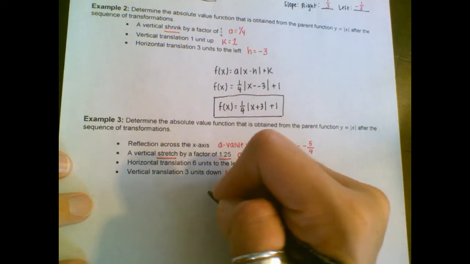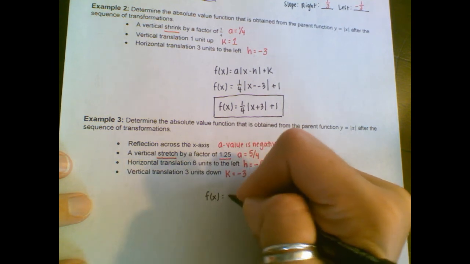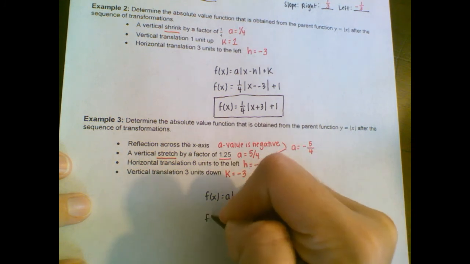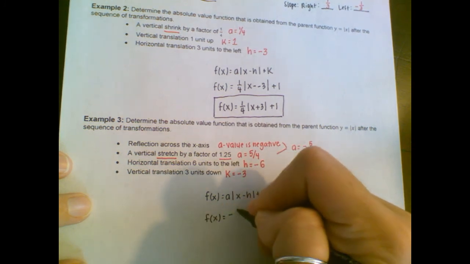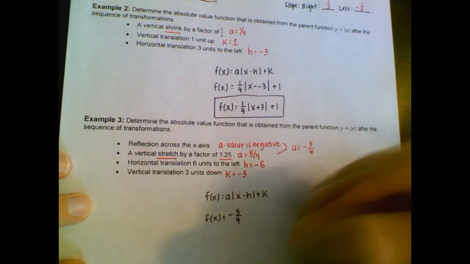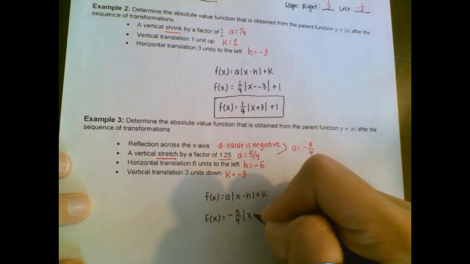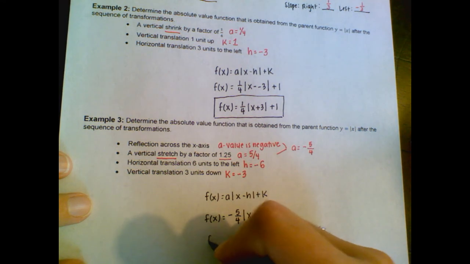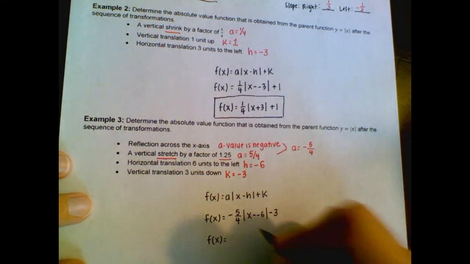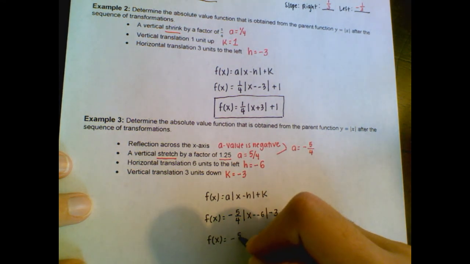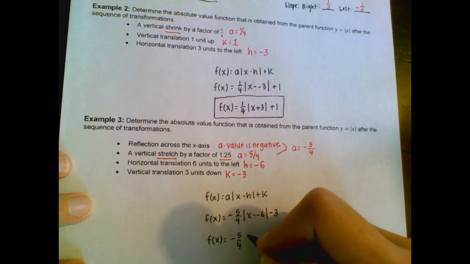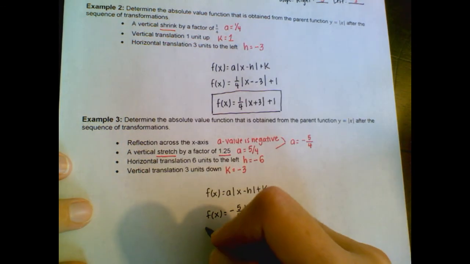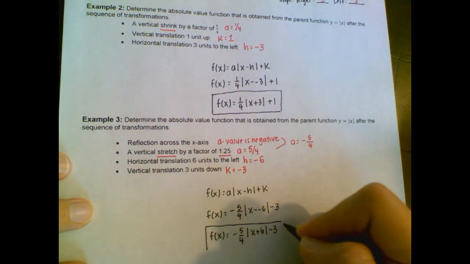So if I drop this all into my standard form, this is going to tell us that my function is going to be -5/4 times the absolute value of x minus -6, and then -3. And again, I'm just going to clean up on the inside of those absolute value bars to make that a positive. So f of x would be equal to -5/4 times the absolute value of x plus 6, and then -3. And that would be my function.